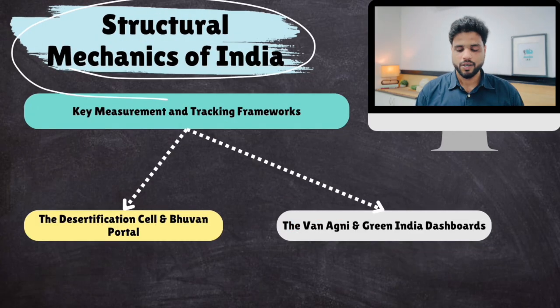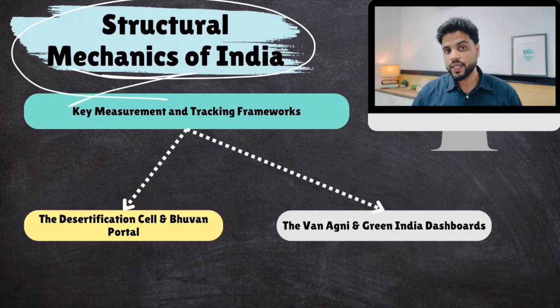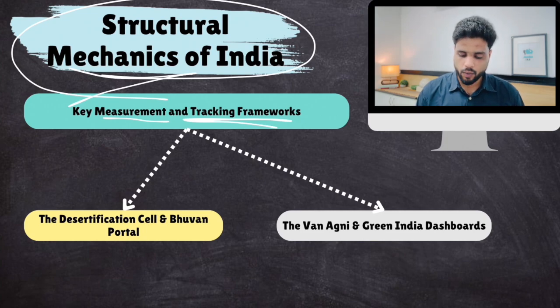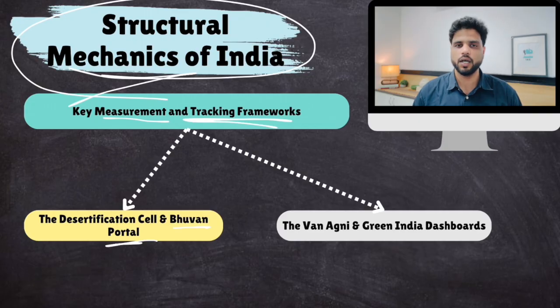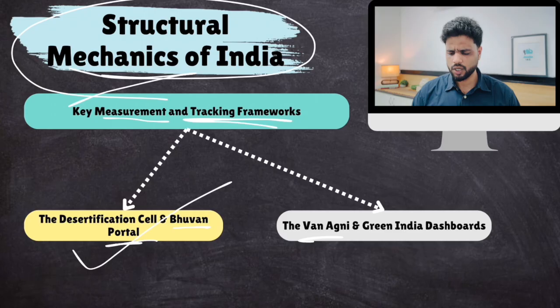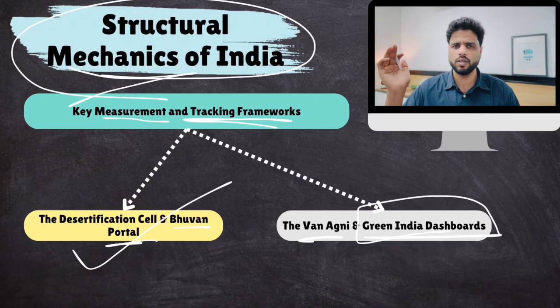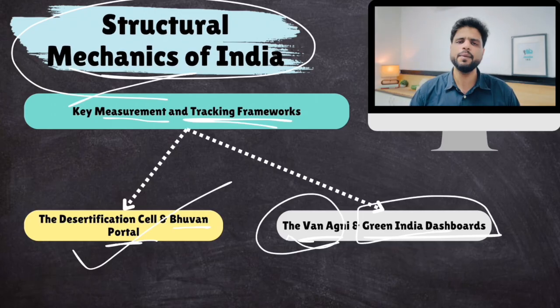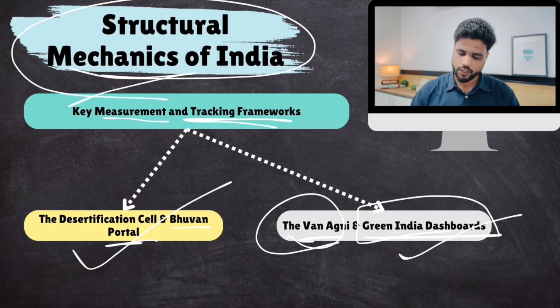Now, there are some other structural mechanics also. How does India measure its progress? So, key measurement and tracking frameworks. Number one, there is a portal launched by ISRO, the Bhuvan portal, which collects all the satellite imagery and generates maps with respect to India's performance on afforestation. Then there is the Van Agni portal and the Green India dashboard, which track all the afforestation drives. Van Agni basically tracks forest fires. So these are the portals that track the progress made by India under the Bonn Challenge.